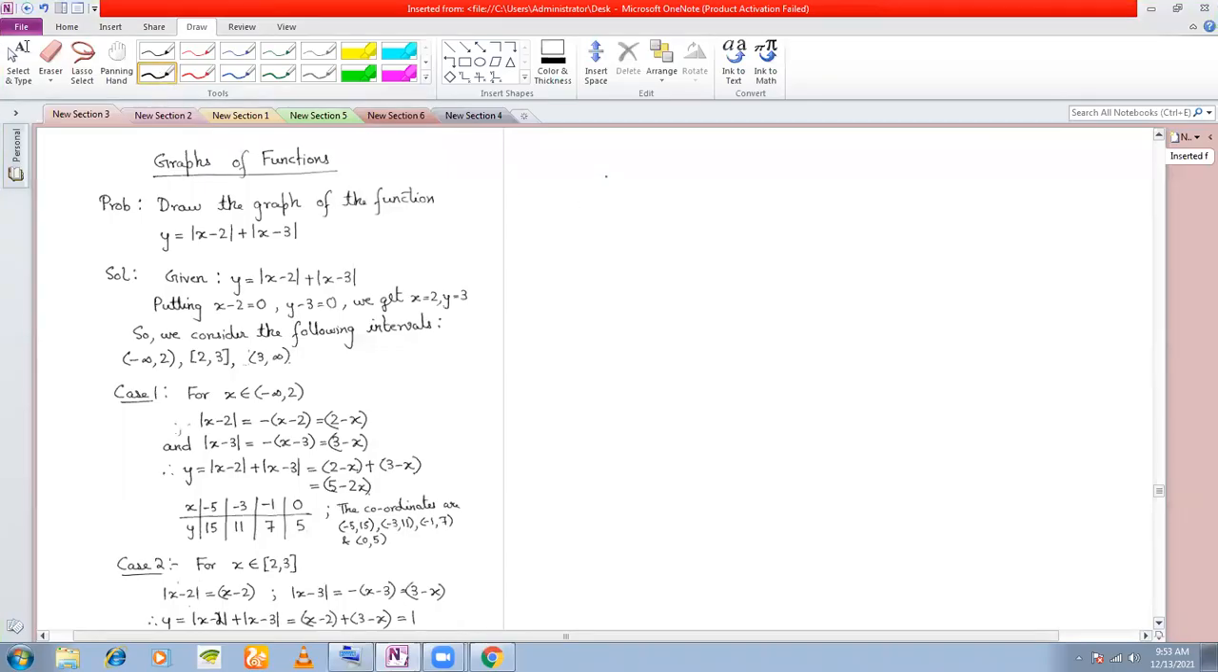If you see, the question here is: draw the graph of the function y = |x − 2| + |x − 3|. You see that this function is a sum of two mod functions. First is |x − 2| and the other is |x − 3|.